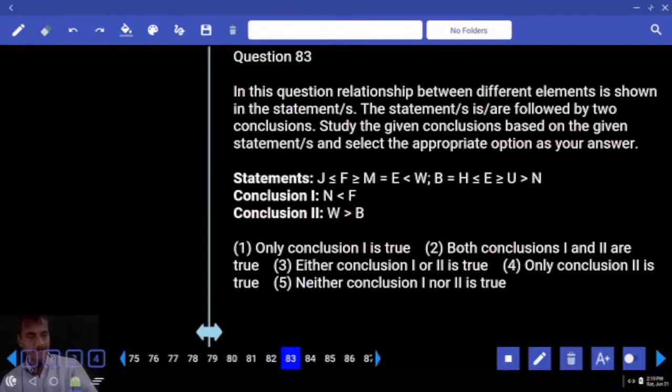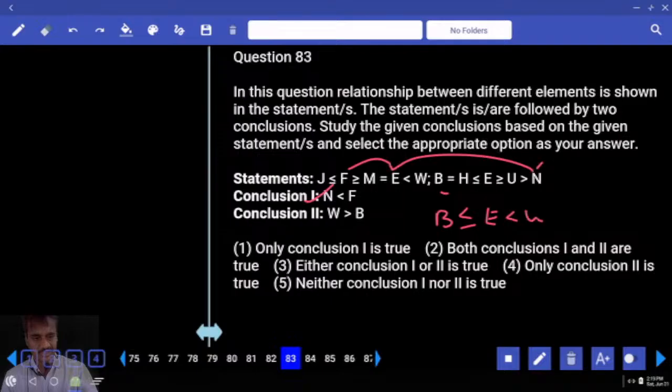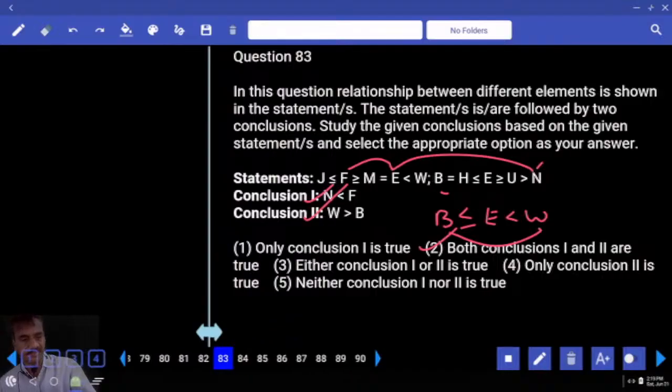Then 83, now N and F. F is here, N is here. Which element is common? E is common. F to E: F greater than or equal to E. E greater than N. So F greater than N, N lesser than F. Then W and B. Any element that is common here? E is common. B to E: B lesser than or equal to E. E lesser than W. So B lesser than W, W greater than B. Both 1 and 2, choice 2, question number 83.